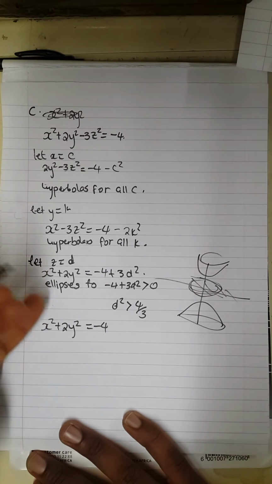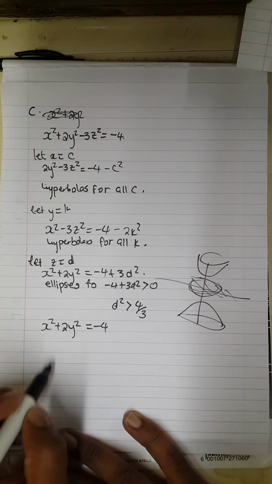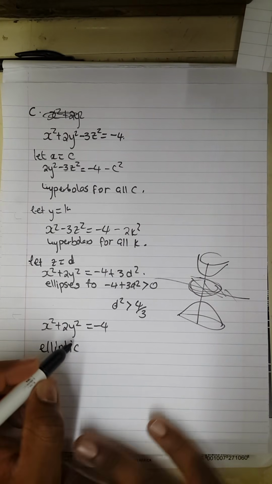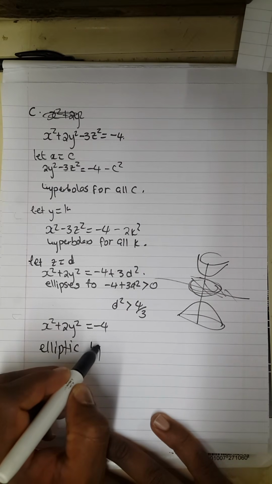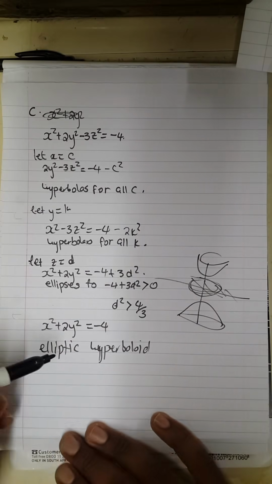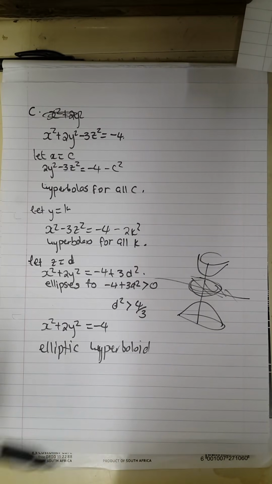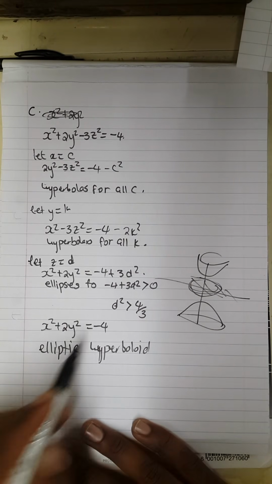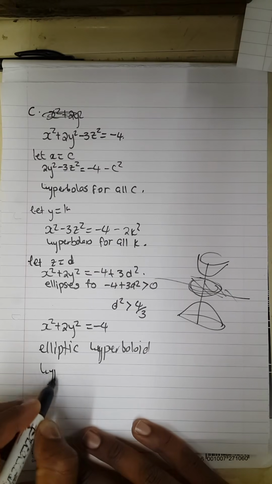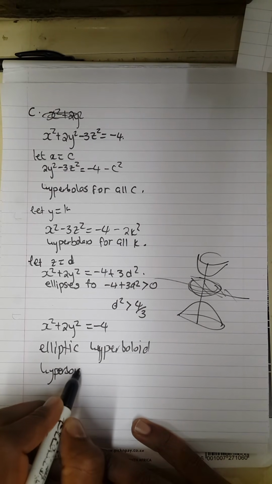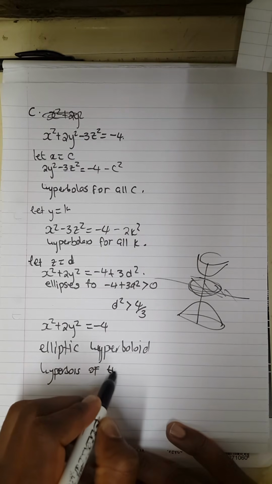Oh, by the way, I skipped one step, which is where you have to say that this thing here is an elliptic hyperboloid, and then you need to determine whether this is of 2 sheets or a single sheet. And then from what I explained here, we get that this hyperboloid is of 2 sheets.